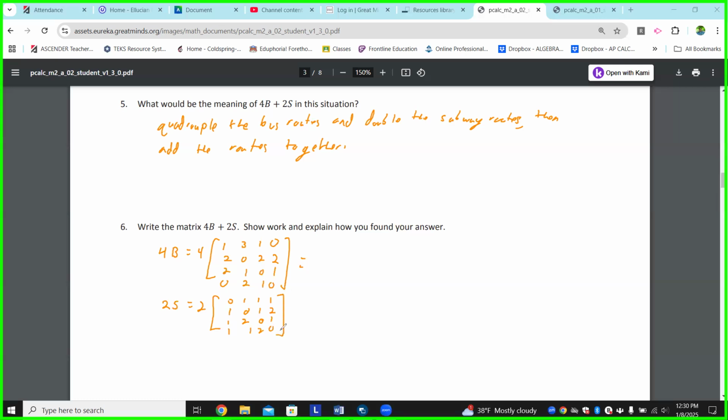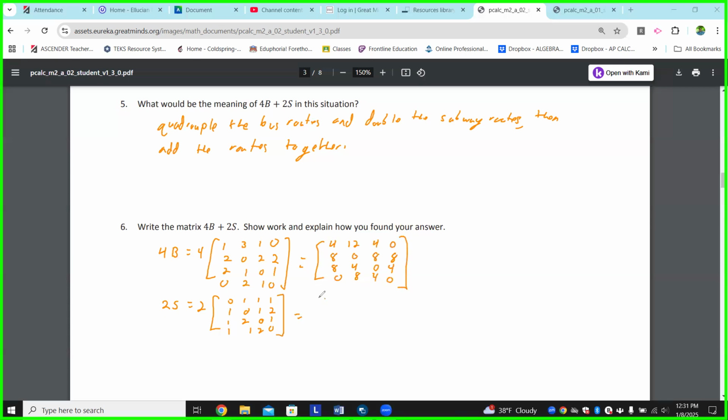And so again, the first thing you want to do is do the scalar multiplying first. So I'm going to multiply everything in the bus routes by 4, and you should have gotten 4, 12, 4, 0, 8, 0. Yeah, good. 8, 8, 8, 4, 0, 4, 0, 8, 4, 0. Everyone good with that? All right.